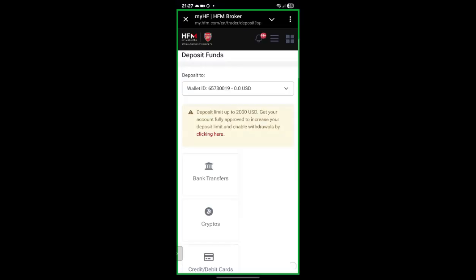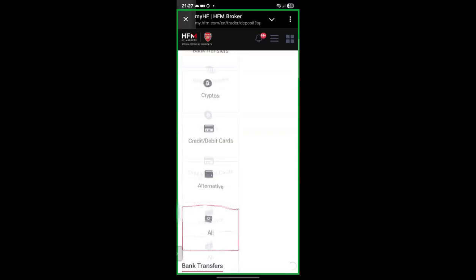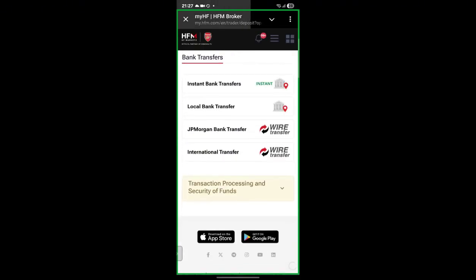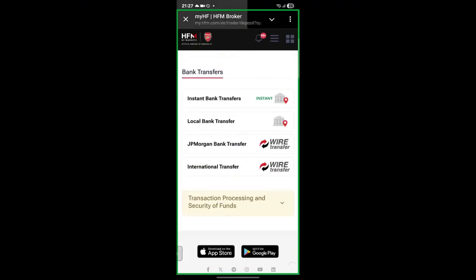Let's do it again. Bank transfer. Scroll down, click on instant bank transfer. Put the amount you want to deposit. 1 million naira. Scroll down, click on deposit.